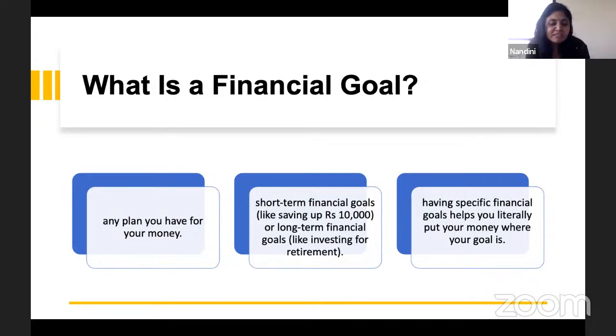I need to get my kids married. It will cost me crores today, if you know. I need to help them with jewelry. I need to have a grand wedding. Even if I have a simple wedding, it will cost me at least 500,000. This is the estimate I'm giving you with the amount of inflation. So we need to plan for that. That is what a financial goal is. I need to plan my money.